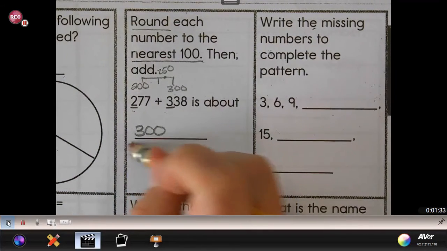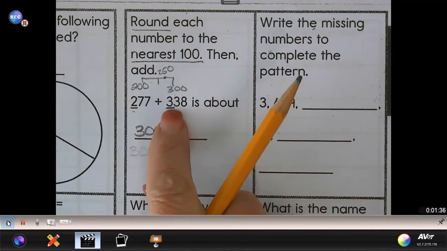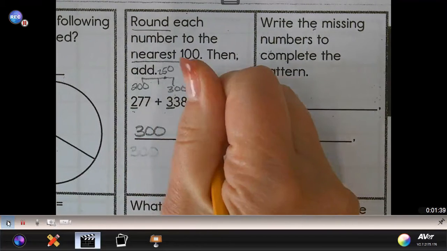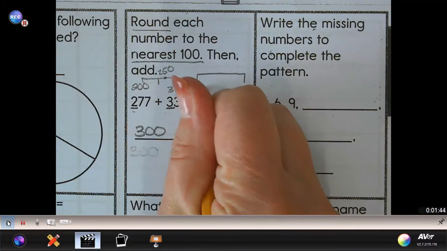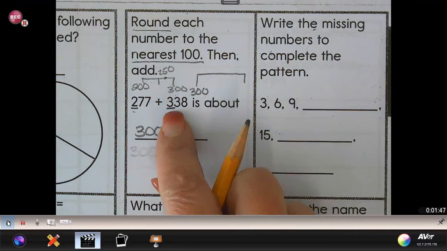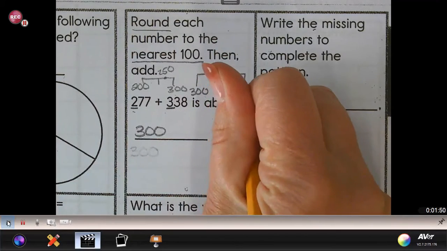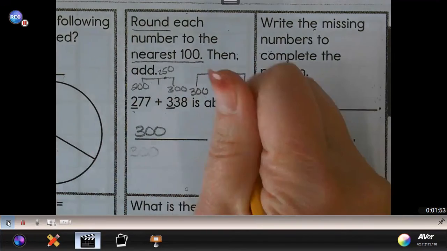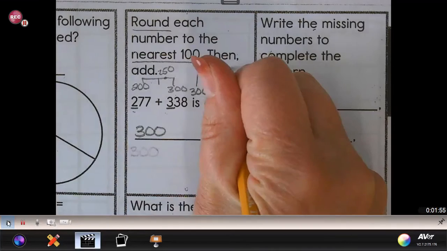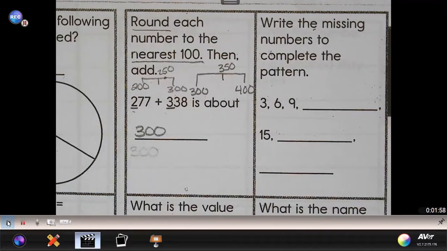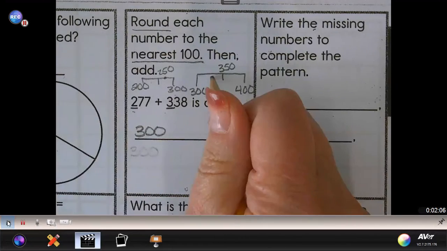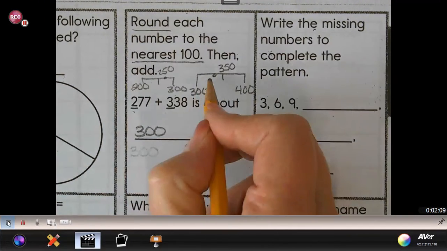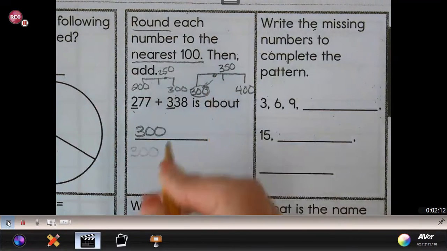Now if we take a look at the next number, 338, we know that 338 falls between 300, which is where our place value is, and 400, which is our next 100. Remember, 350 is in between. Where would 338 be? If you said before 350, you would be correct. So we would round 338 to 300.